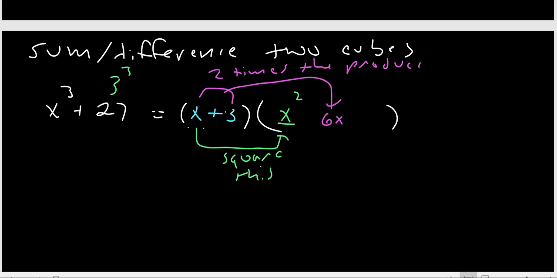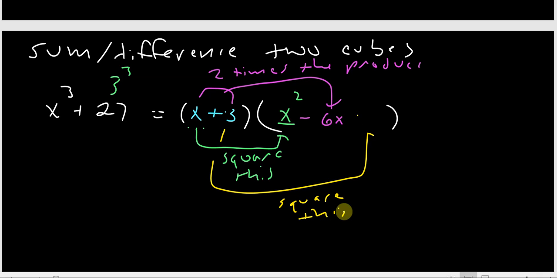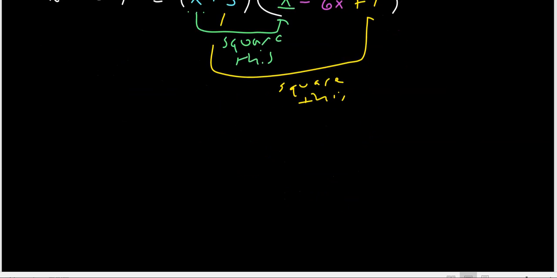Okay? And if it's a sum of 2 cubes, this one's going to be a minus. If it's a difference of 2 cubes, it'll be a plus. And then the last thing that we do is we square the last term. So we square this one as well. And that will be a plus, 3 squared is 9. So now we have it factored. It's x plus 3 times x squared minus 6x plus 9. And it's the same deal with a difference of 2 cubes.